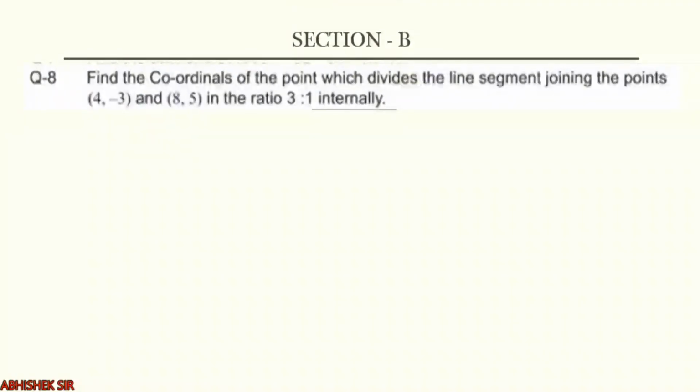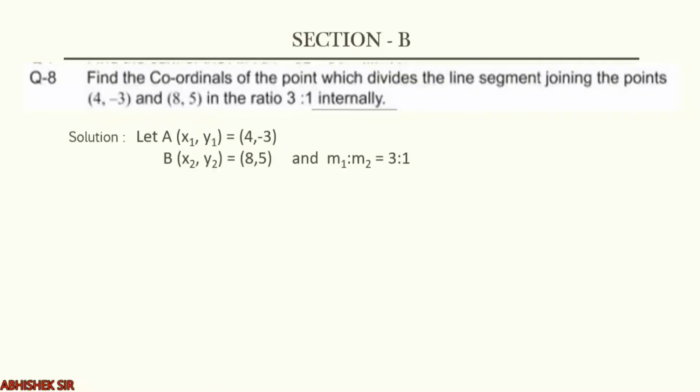Our next question is, find the coordinates of the point which divides the line segment joining the points (4, minus 3) and (8, 5) in the ratio 3:1. Now based on the question, let us prepare the given list. Let A be (x1, y1), that is (4, minus 3), B (x2, y2), that is (8, 5), and the ratio 3:1 will be our m1 is to m2. Now we are finding the coordinates of the dividing point, so we will use the section formula. Let P(x, y) be the dividing point.